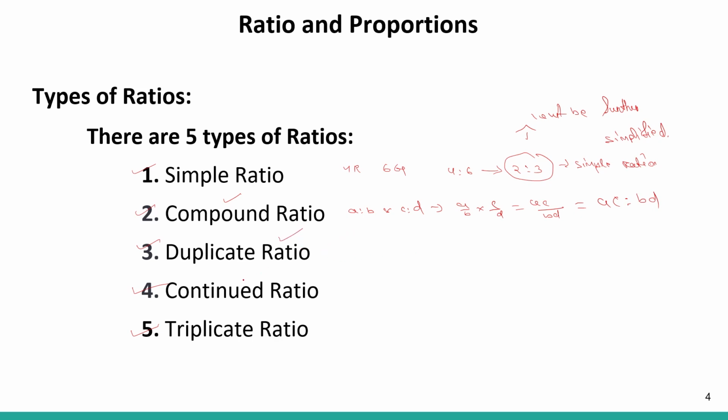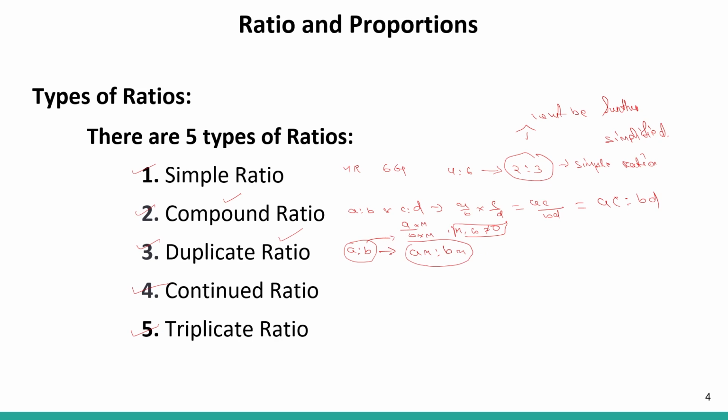Then we learned what duplicate ratio was. Duplicate ratio was a ratio A is to B changed to AM to BM, because A is to B can be written as A by B, and we multiply both A and B by the same non-zero factor M. So A into M, B into M, where M and B are not equal to 0, otherwise it will become undefined. So AM is to BM is a duplicate of A is to B.